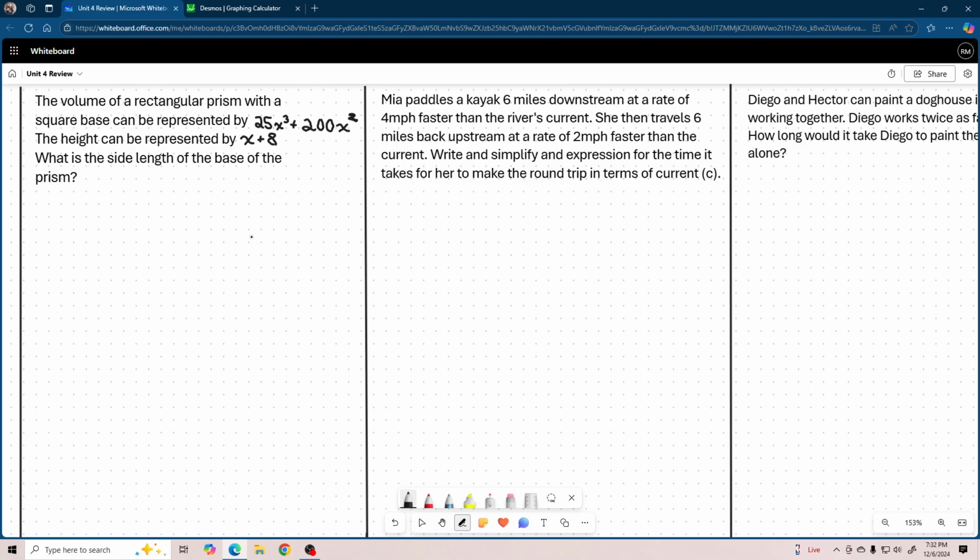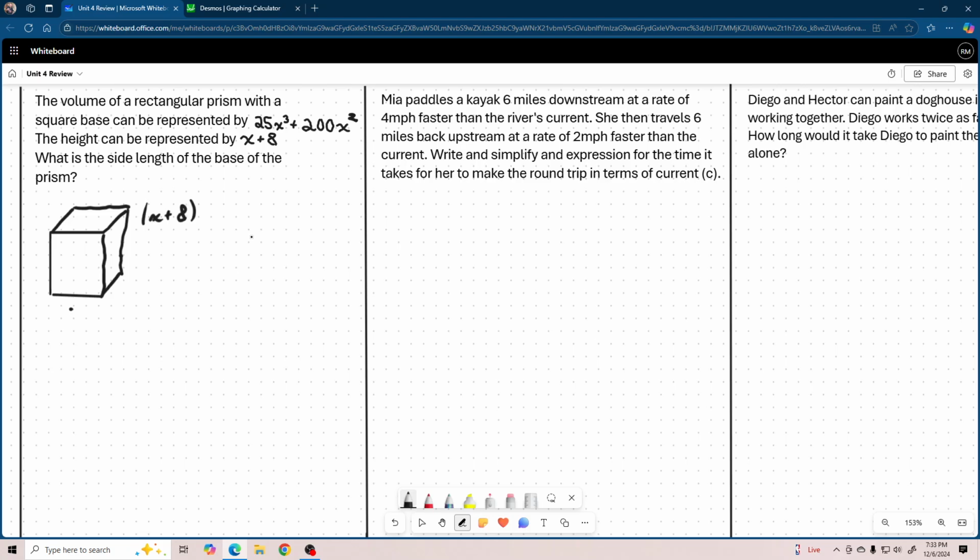Well, let's think about this. If we have a rectangular prism, right? So basically they're saying the base is a square. I'm going to do my best here. Okay, so that's kind of squarish. And then it has a height, right? This is the base. We don't know what these things are. That's what we're trying to find. But we know that this is going to have a height, like this other dimension, our third dimension here. We know that this third dimension is x plus 8.